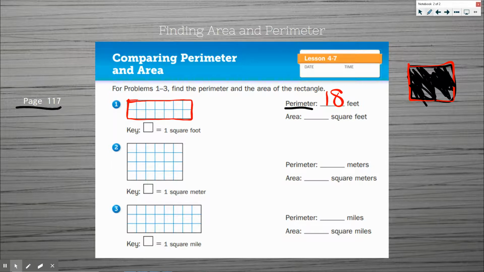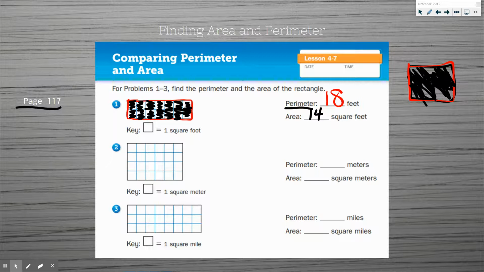Now, for area, I want to know how many square feet are in that shape. So remember, when I'm looking at this, I am tiling that rectangle with squares. That's why we call it square feet. And I want to see how many square feet are in this rectangle. So I'm going to go 1, 2, 3, 4, 5, 6, 7, 8, 9, 10, 11, 12, 13, and 14. This rectangle has an area of 14 square feet.